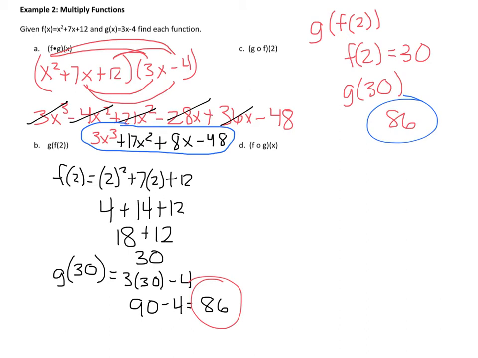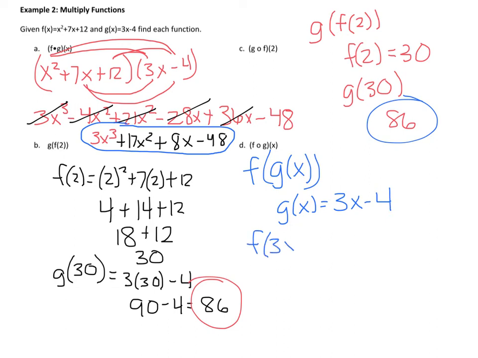So then when we're looking at example D, first we're going to have f of g of x. So first we have to find g of x. And we know that g of x is equal to 3x minus 4. So for f of x, instead of f of x, we'll have f of 3x minus 4, which means anywhere there's an x in my f of x function, I'm plugging in 3x minus 4. So I'm going to have 3x minus 4 squared plus 7 times 3x minus 4 plus 12.